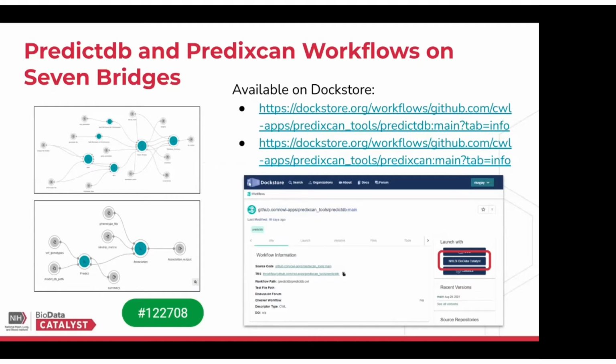Just to highlight, the PredictScan tools and scripts are publicly available on GitHub already. And so we created tools and workflows to wrap those scripts into workflows that can be used on Seven Bridges. On the left, at the top, you'll see the diagram of each of the tools that we created, which are the teal circles, and how they connect to one another, and data flows through that workflow to get, in the end, a gene expression prediction database.